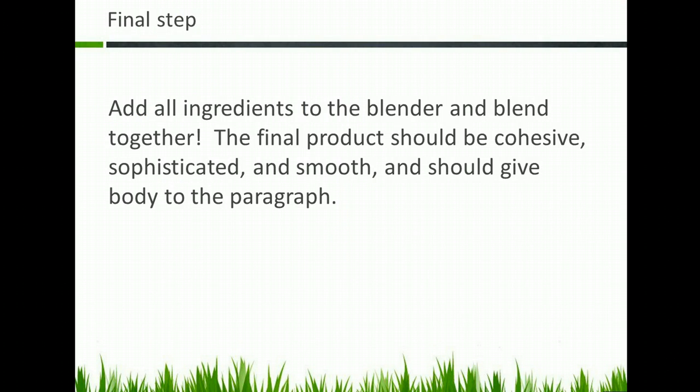All right, so our final step is to add all the ingredients into the blender and blend them together. And you're going to have this incredibly cohesive, sophisticated, and smooth quote with a lead-in and application, and it's really going to give body to your paragraph. So let's take a look at it all together.